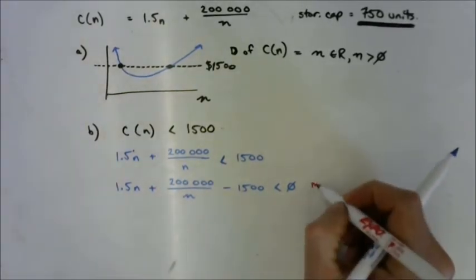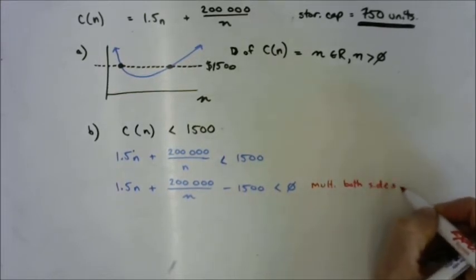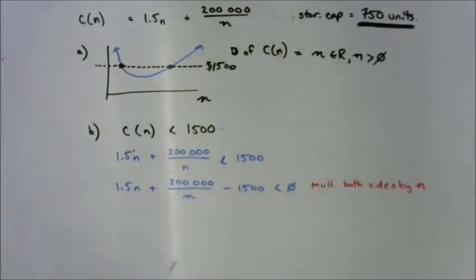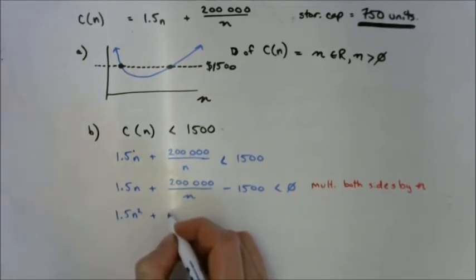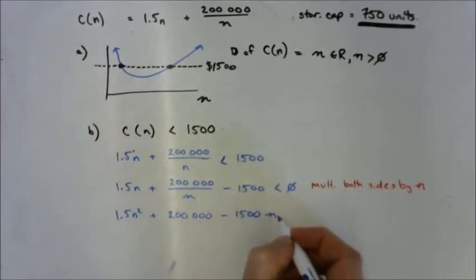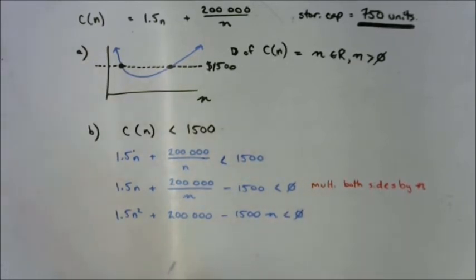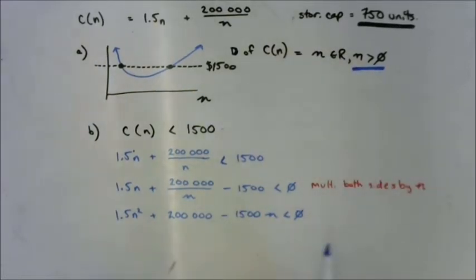So multiply both sides by n. That will give me 1.5 n squared plus 200,000 minus 1500 n is less than 0. Now when I multiplied by n, I knew that I was multiplying by a positive number. Why is that important? What would I have to do if I multiplied by a negative number?